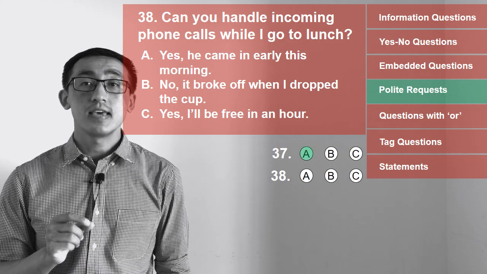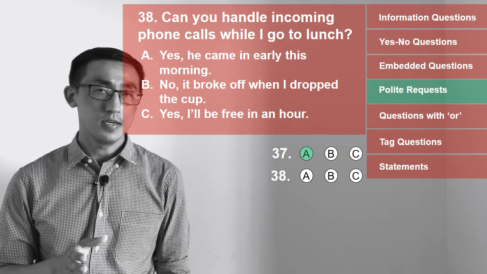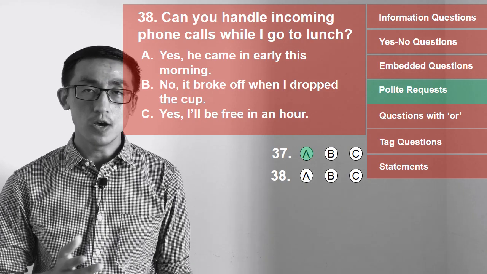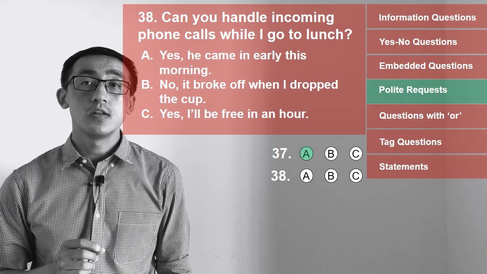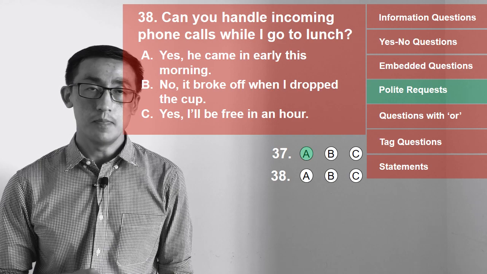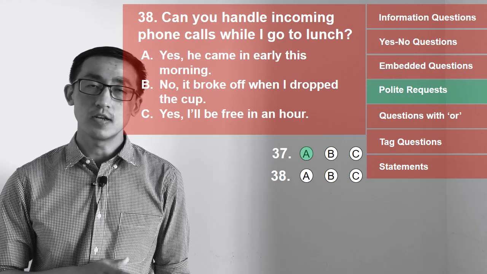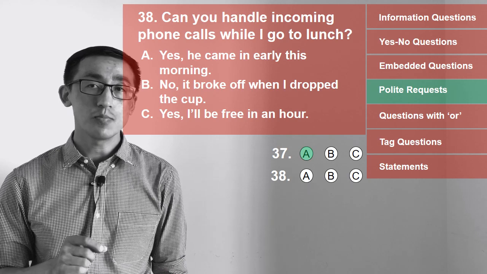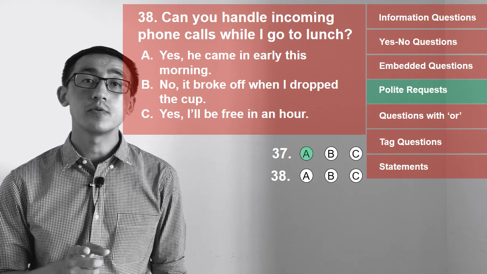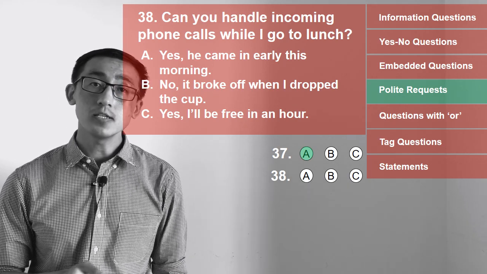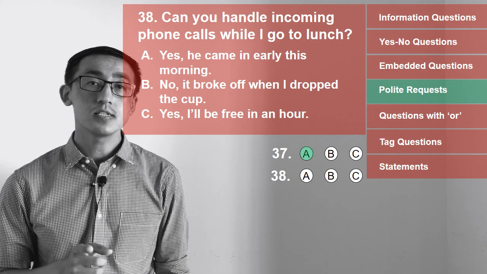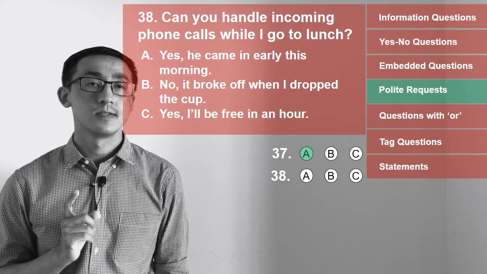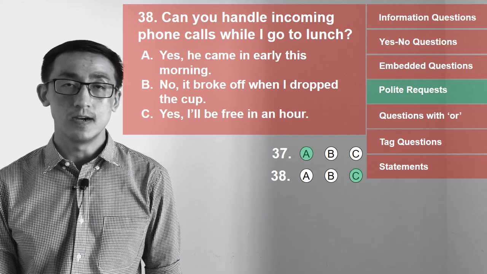A. "Yes, he came in early this morning." It doesn't mean whether he can help or not. B. "No, it broke off when I dropped the cup." That has absolutely nothing to do with the question. And C. "Yes, I'll be free in an hour." Okay, he will be able to help with the incoming phone calls in an hour. So based on this, the correct answer is C. All right.